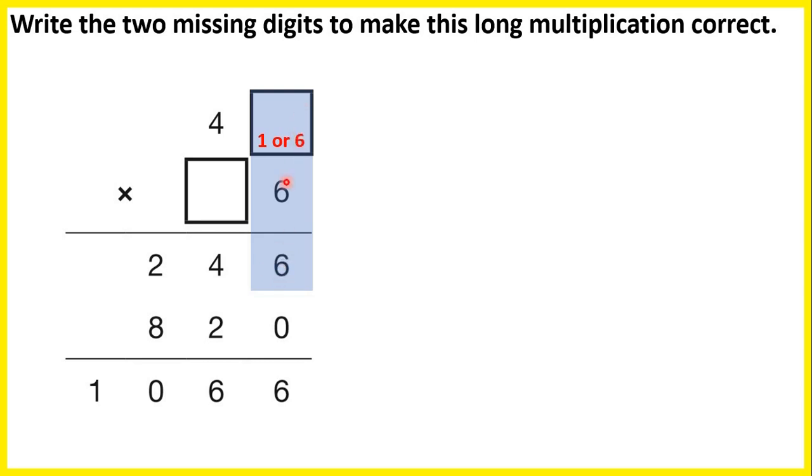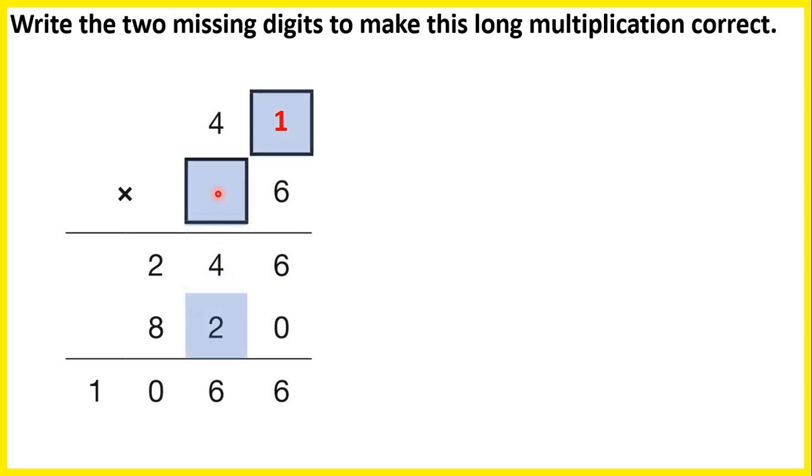So if they did 6 times 6, they would have got 36, and then written the 3 above. But if they did that, they would have 4 times 6, but they would need to then add the 3 to get 27, and we have 24 as the answer to 4 times 6. So that means we know that they must have used the 1. 1 times 6 is 6, and then 4 times 6 is 24.